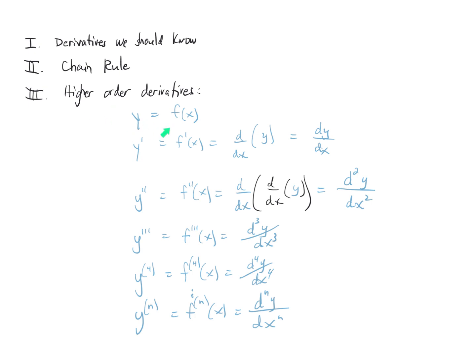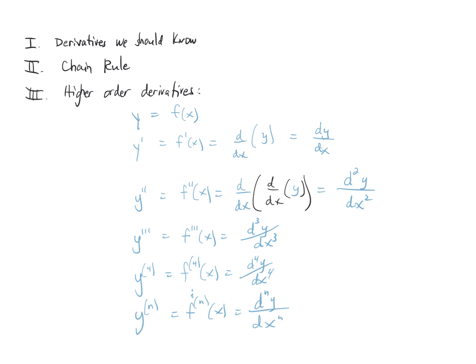The first function could just be like a position in certain scenarios, where if it was position, then y prime would be the velocity, the rate of change of y with respect to x, like distance with respect to time. And then the second derivative would be acceleration, the third derivative would be jerk, the fourth derivative would be snap, and I don't know what comes after that, but those are some physics words.